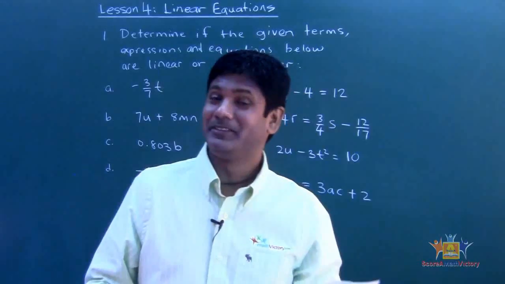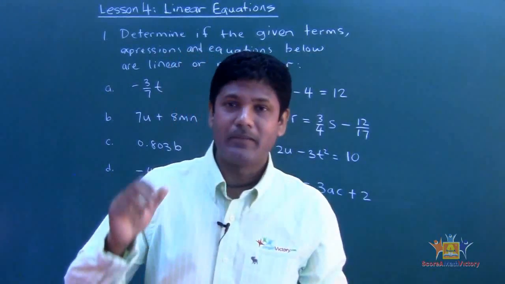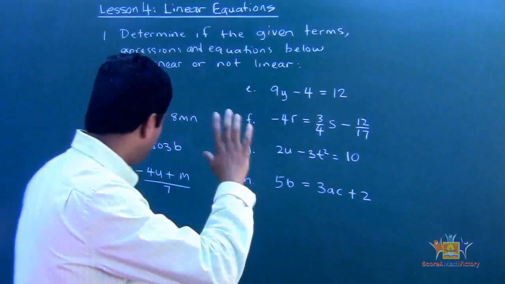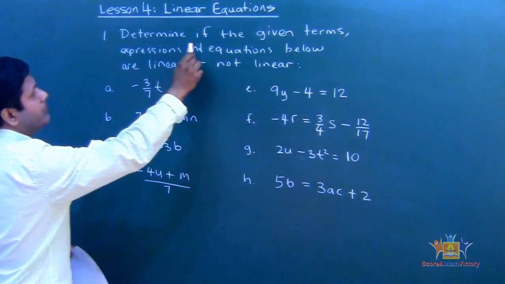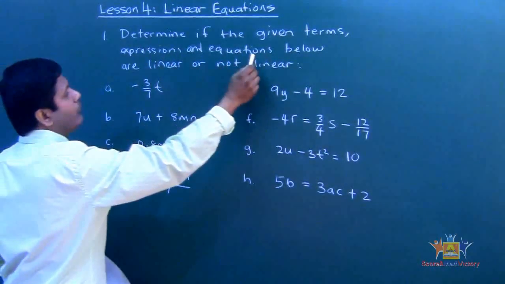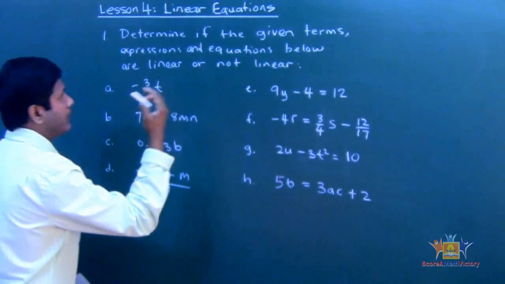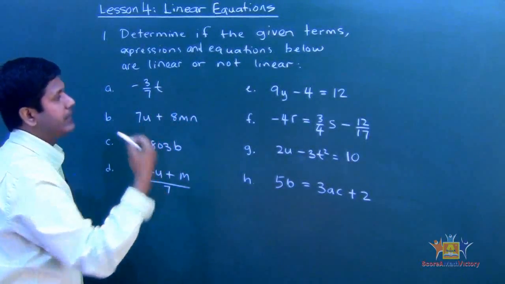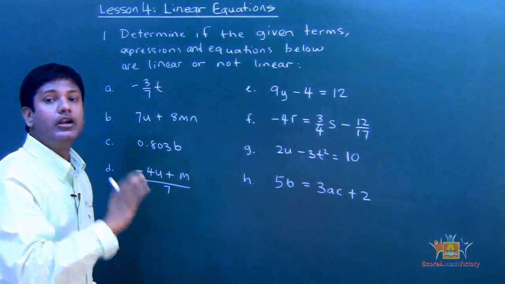Whoa, that's good. She gave you some handfuls of questions there. All right, let's do the first one. Okay, Mr. Mack, let's read out the first question on the board. The first question says, determine if the given terms, expressions, and equations below are linear or not linear. All right, so we've got terms, expressions, and equations listed out. We want to identify whether they're linear or not linear.